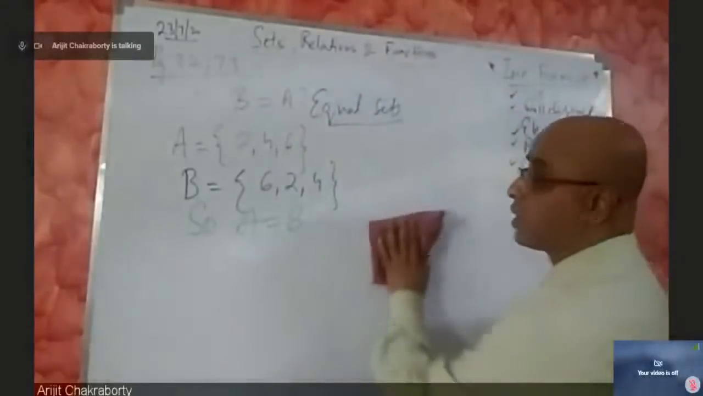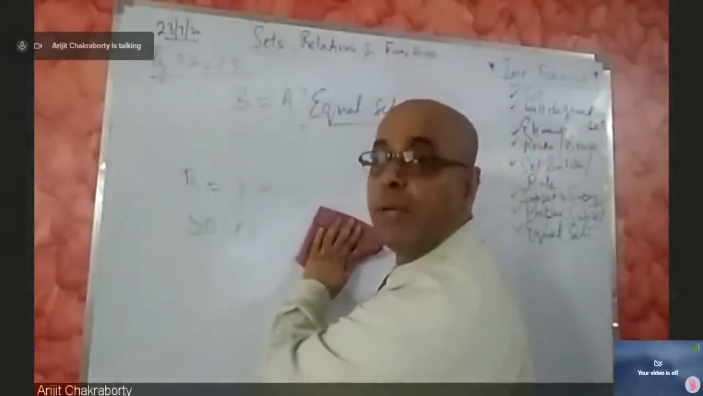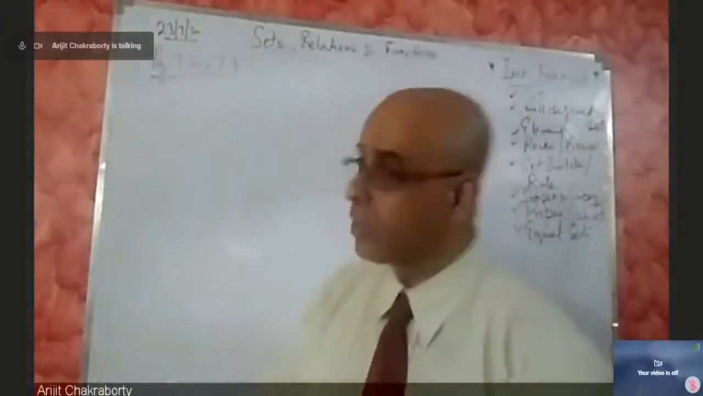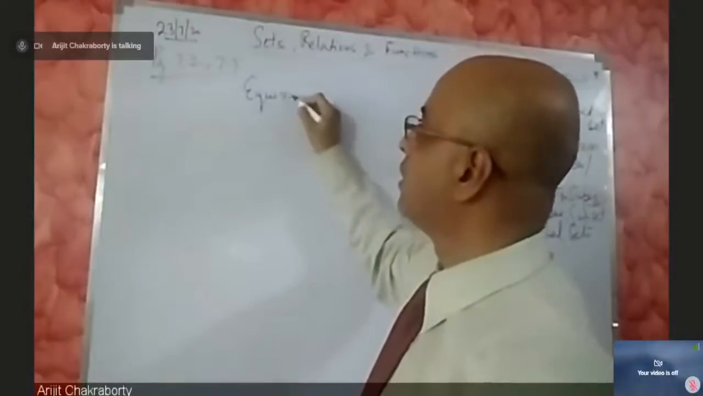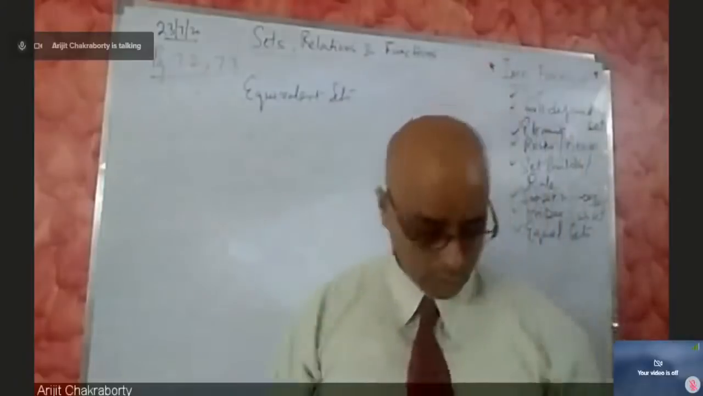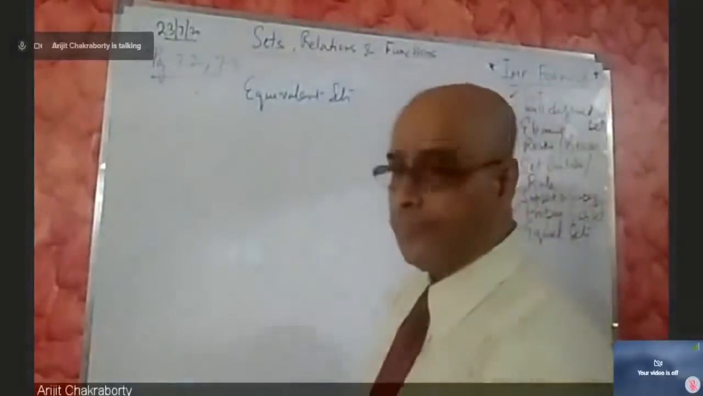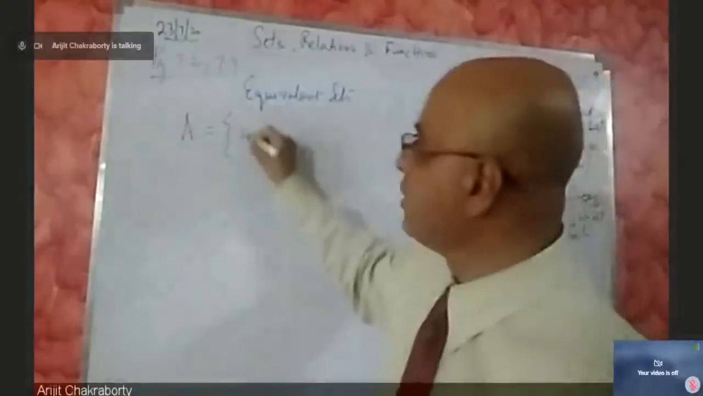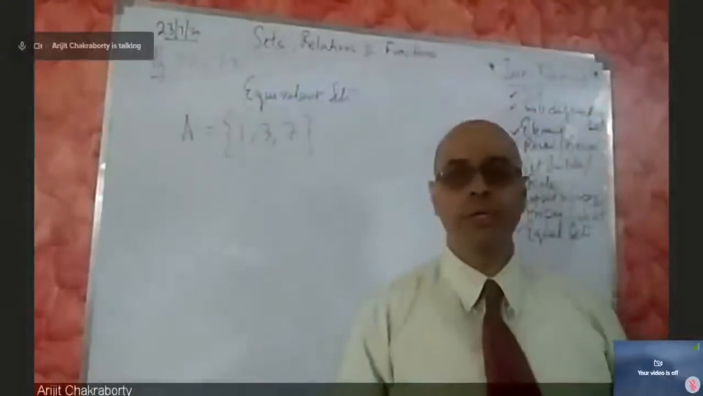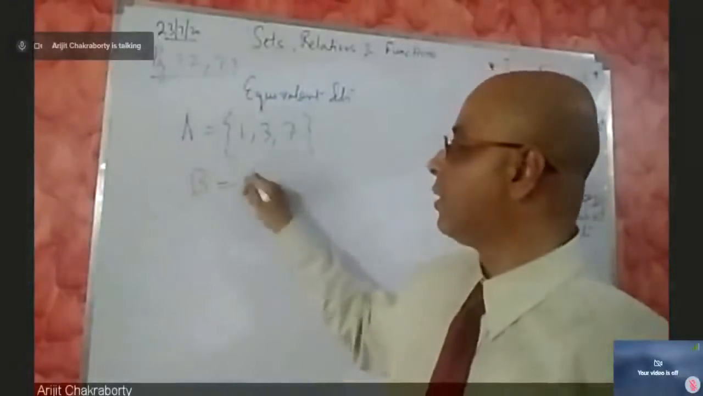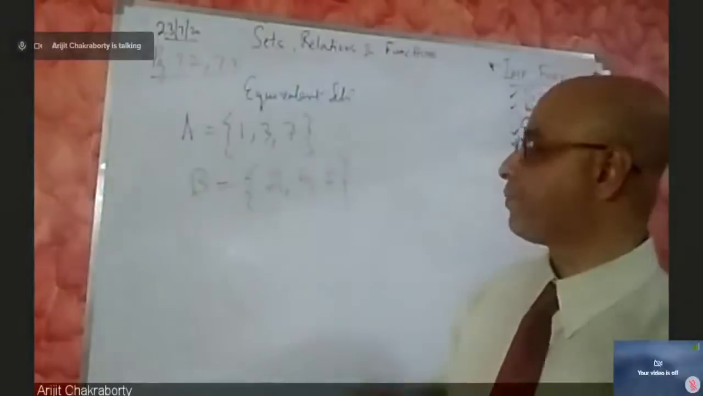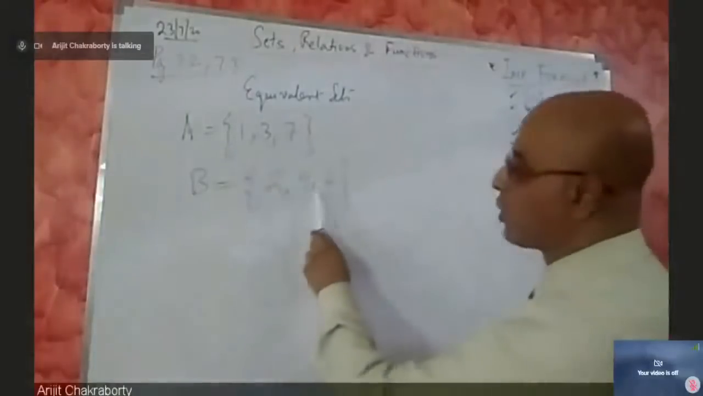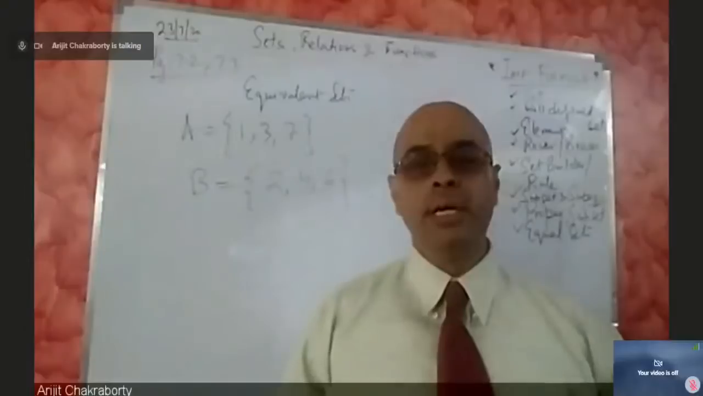Right. Now we see what is equivalent sets. Not equal, but equivalent. So now instead of equal sets, I'll write equivalent sets. Now I'm writing two sets. Say I have A. A is, say, 1, 3 and 7. Set B is 2, 4 and 6. Set A is 1, 3 and 7, and set B is 2, 4 and 6.